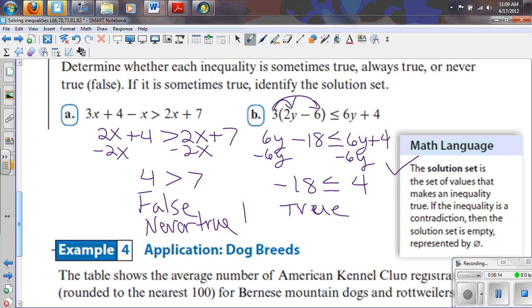And so that's always true. Negative 18 will never be greater than 4. And so that's an always true. So we have a false or never true, we have an always true, and we have a sometimes true like the problem above that.